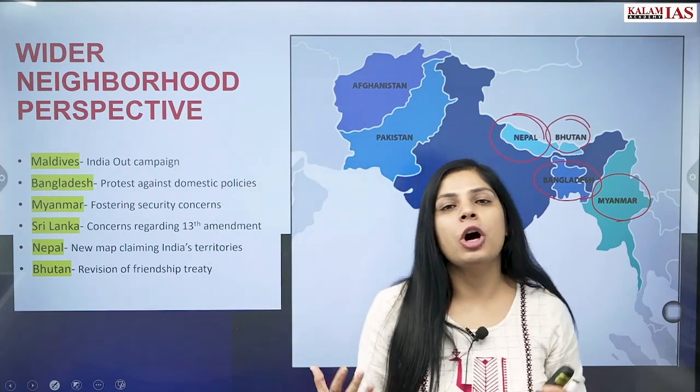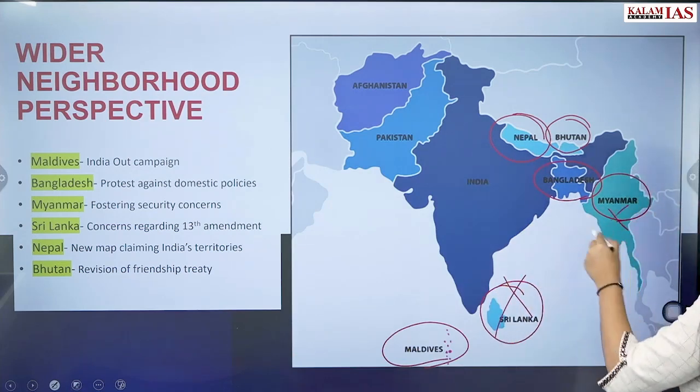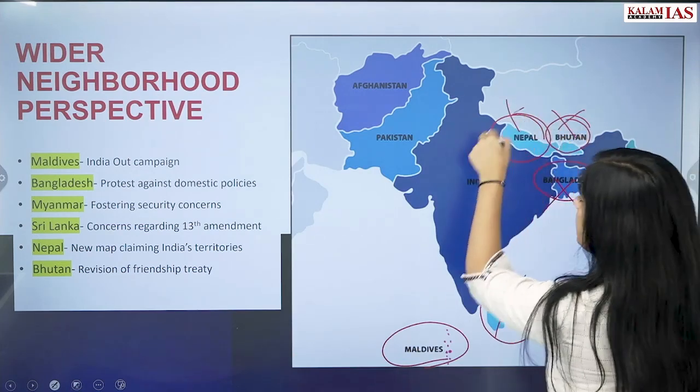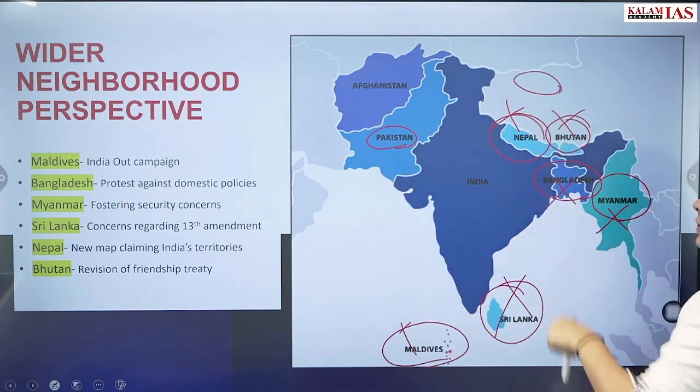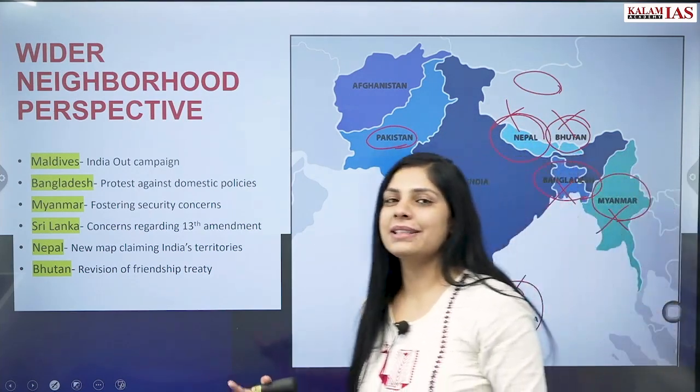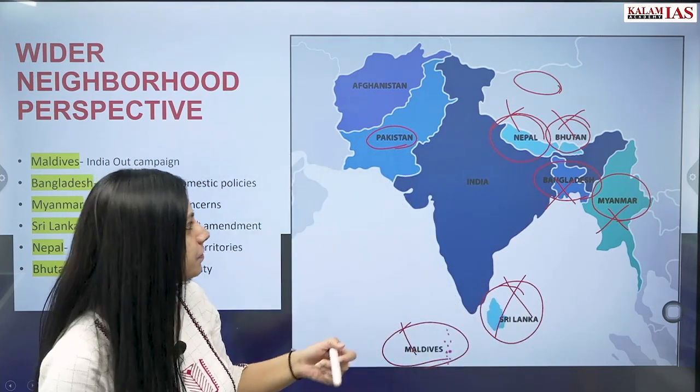So in all these problems in our neighborhood, we see one by one, our relations with our neighbors are deteriorating. If we talk about Pakistan and China, it would not come as a surprise to you that the relations are generally very hostile.